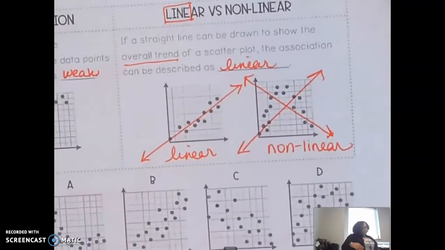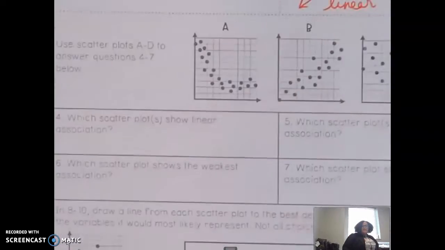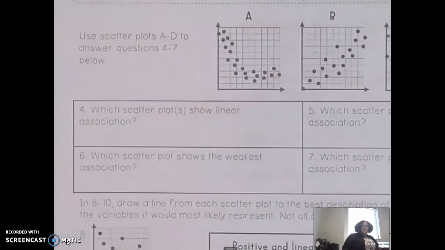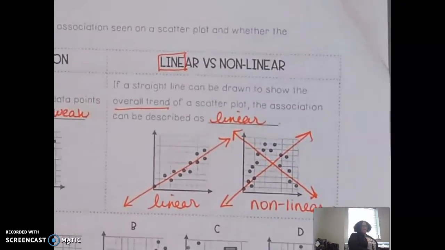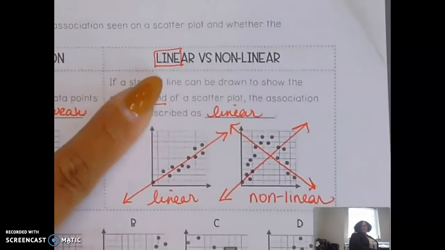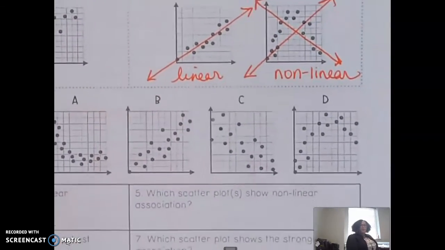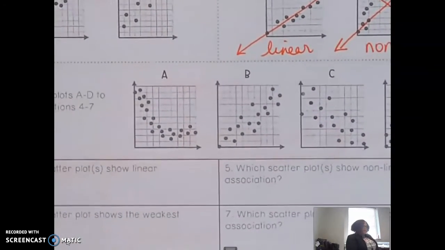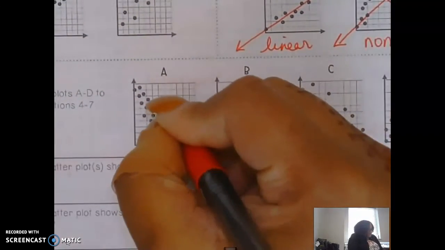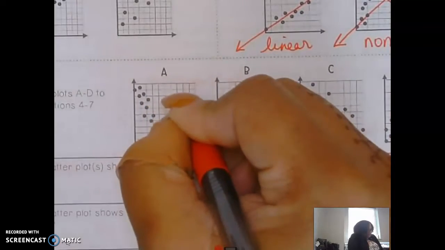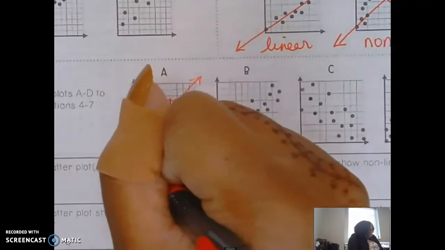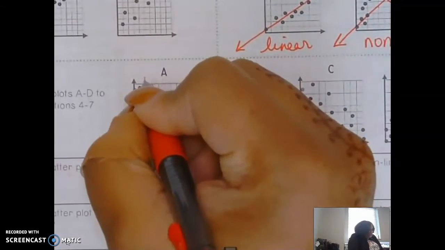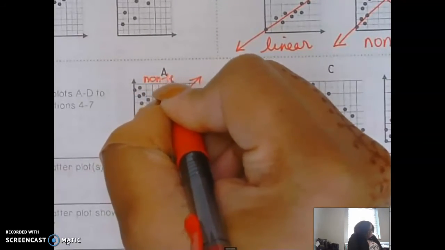All right. So we're using scatter plots A through D to answer questions 4 through 7 below. So let's look at these. Let's talk about the strength of the association, and whether it's linear or not. So these dots are fairly close together, so I'm going to call this strong. But I'm going to draw a straight line. I don't really see a straight line, so this is nonlinear.